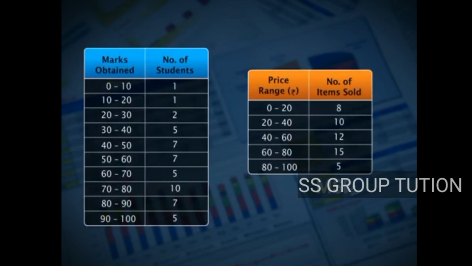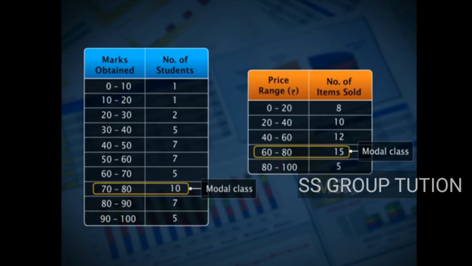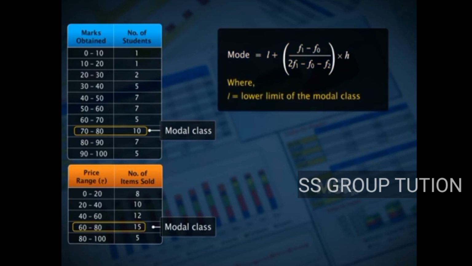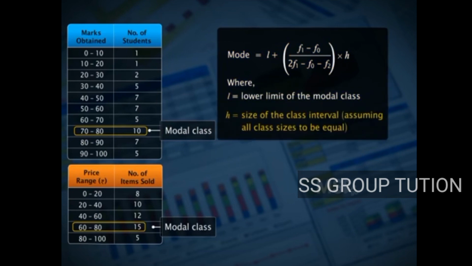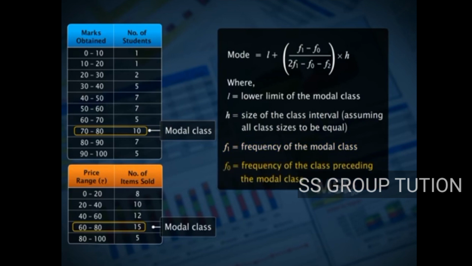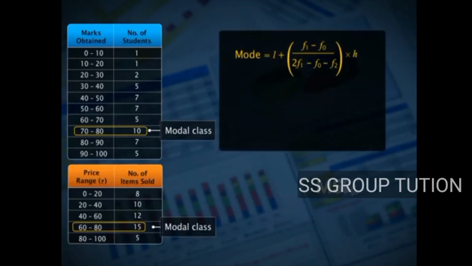In case of grouped data, we can merely identify the class with highest frequency, called the modal class. This modal class is used to find the mode. In order to determine the mode from the modal class, we use the formula shown. In this formula, L represents the lower limit of the modal class. H is the size of the class interval. We assume that all class sizes are equal. F1 represents the frequency of the modal class. F0 represents the frequency of the class preceding the modal class, and F2 represents the frequency of the class succeeding the modal class. We can simplify or rewrite this formula like this.